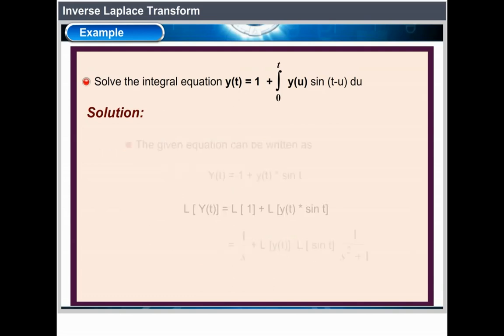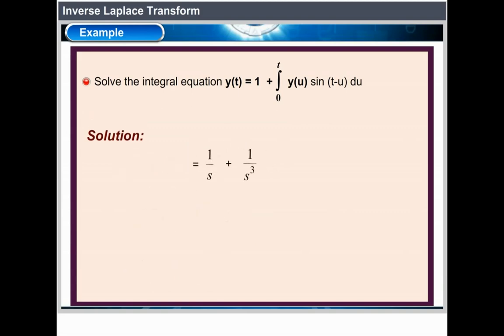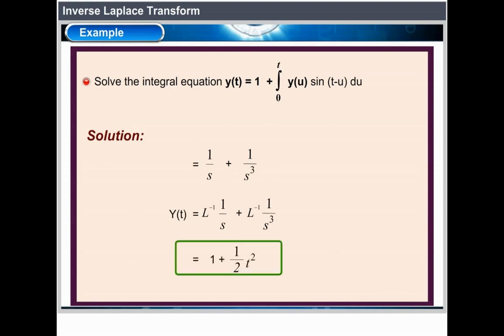(1 − 1/(s² + 1)) L{y(t)} = 1/s. s²/(s² + 1) · L{y(t)} = 1/s. L{y(t)} = (s² + 1)/s³ = 1/s + 1/s³. y(t) = L⁻¹{1/s} + L⁻¹{1/s³} = 1 + (1/2)t².